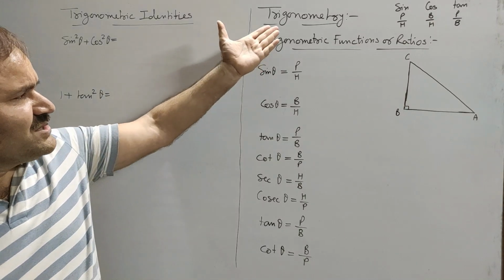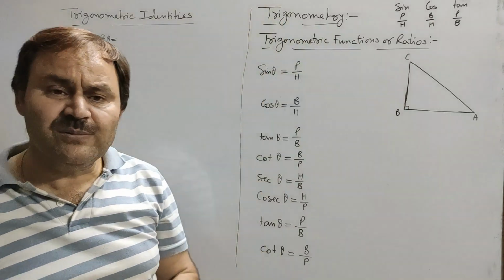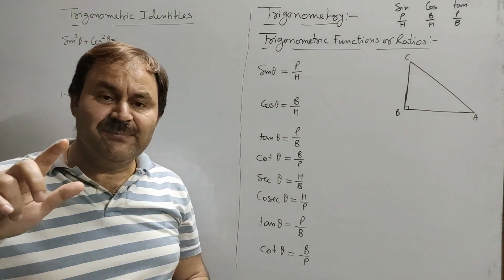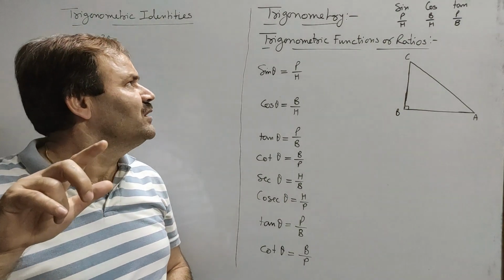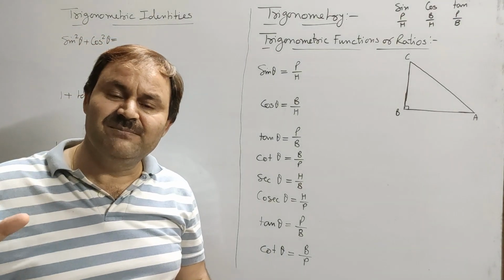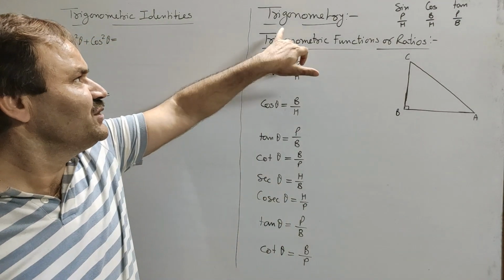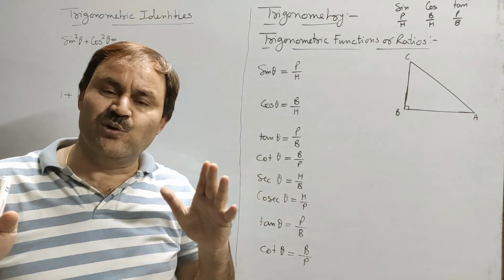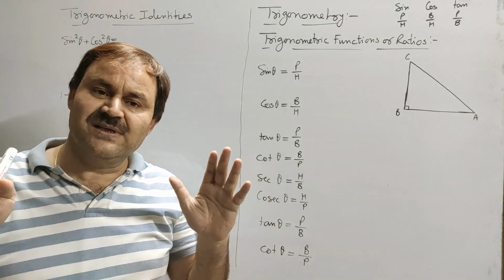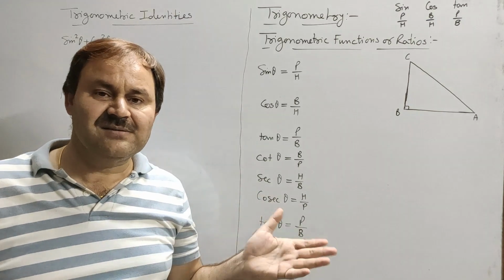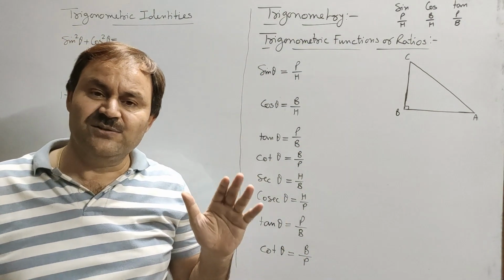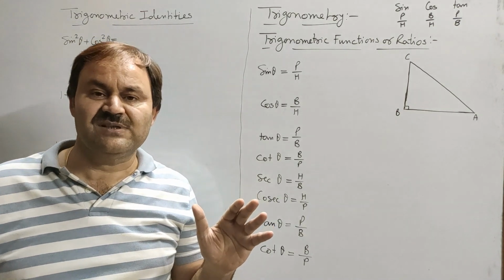Say first we want to define trigonometry. Tri means three, gon means side, metry means study. It means trigonometry is the study related to three-sided closed figures, and three-sided closed figures are triangles. So trigonometry means study related to three-sided closed figures.